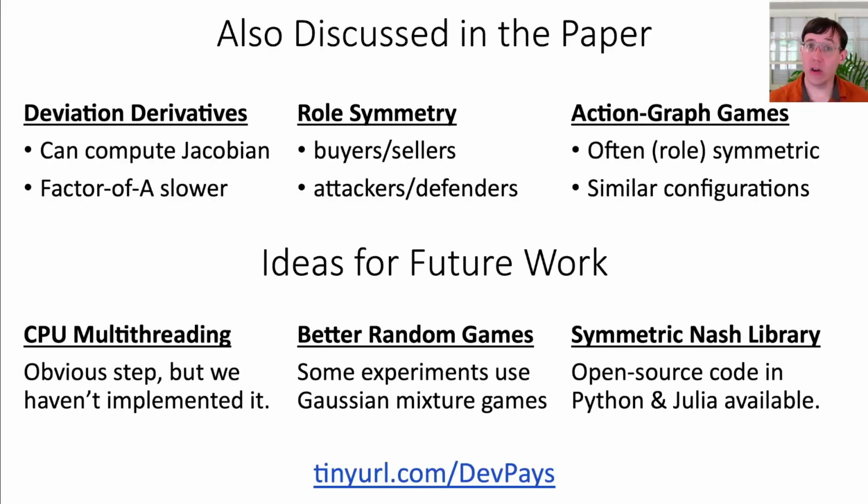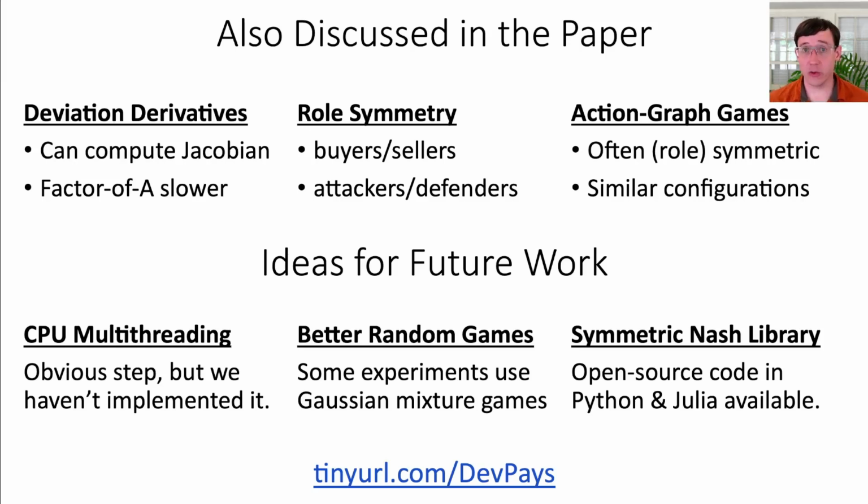In the paper, we also show how to calculate the Jacobian matrix of partial derivatives that's needed for gradient descent and some other algorithms. And we also discuss extensions of our data structures to other types of games, such as role-symmetric games, where players only have the same incentives as other players in the same role, and action graph games, which can be even more compact than symmetric games under certain circumstances.